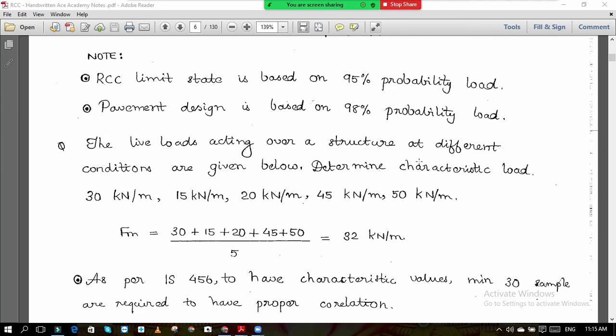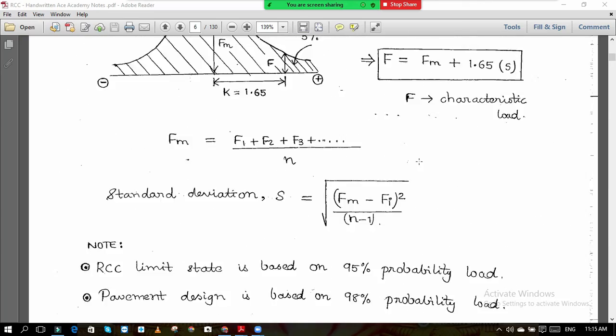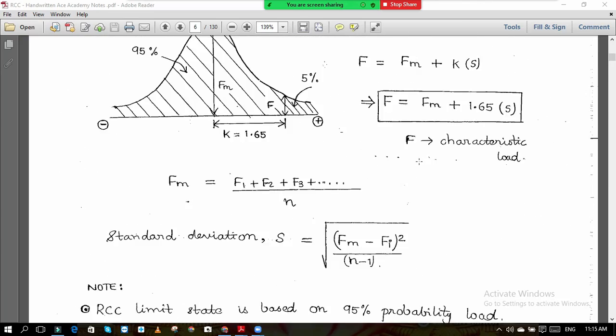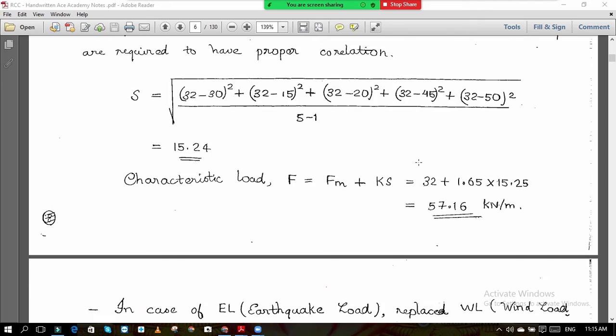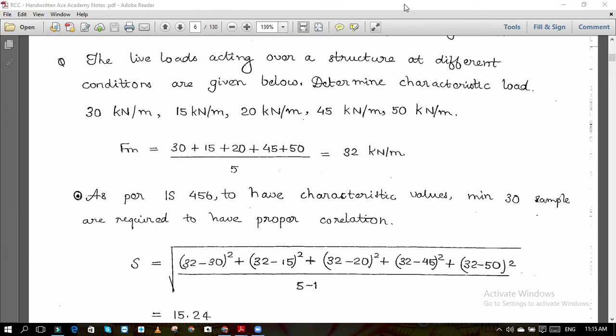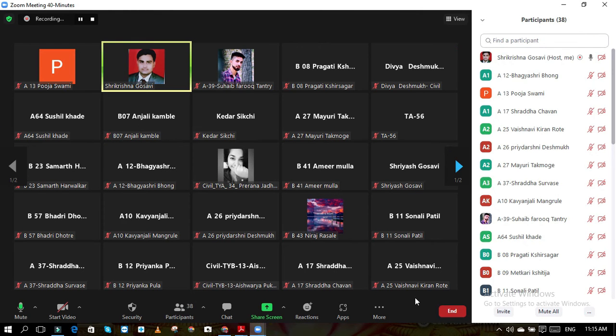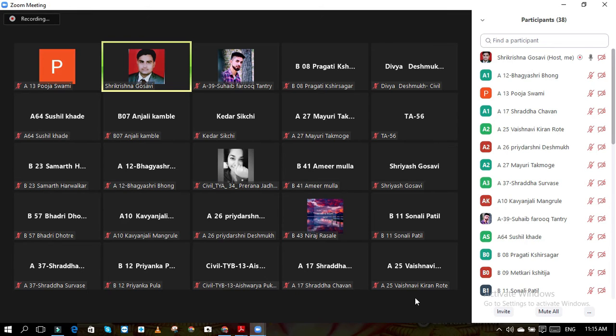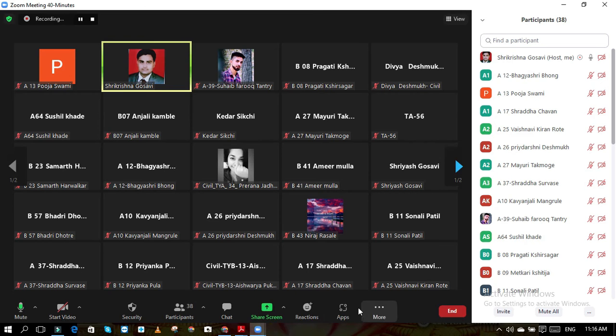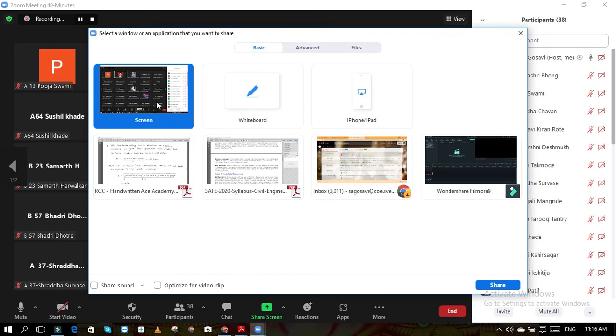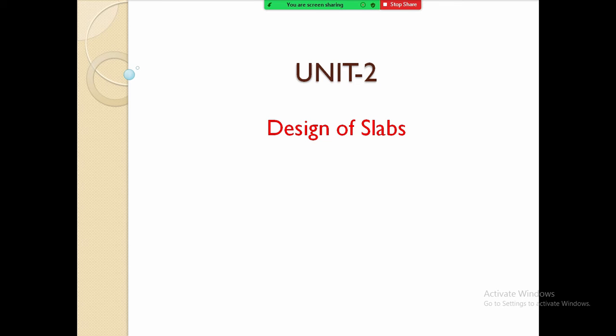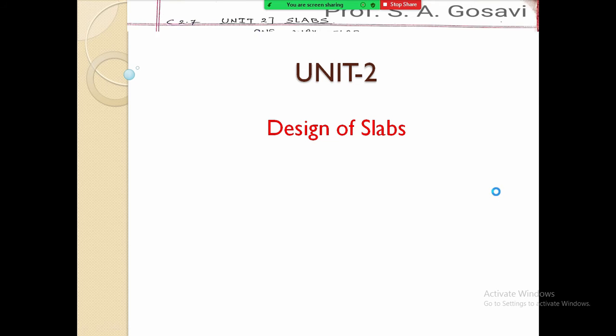So these are some things, these formulas and all, which we will see later on. Now we will move to our slab. I will quickly go through the design of slabs which we have already done. We will see the different types of slab design. I will go to that PPT. This is the slab design. We will see the procedure.